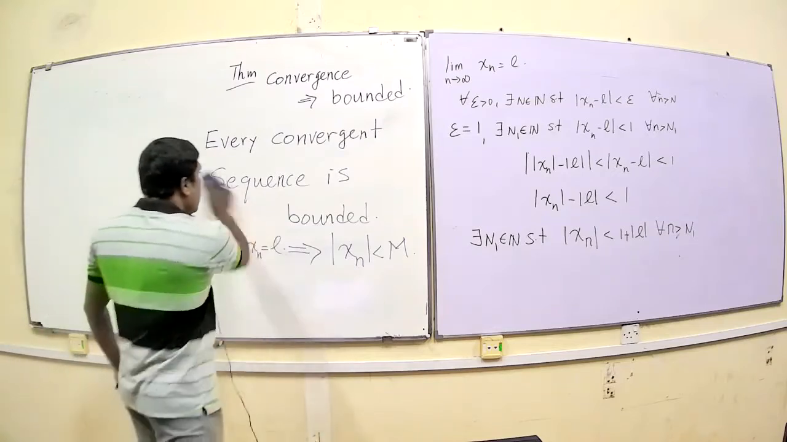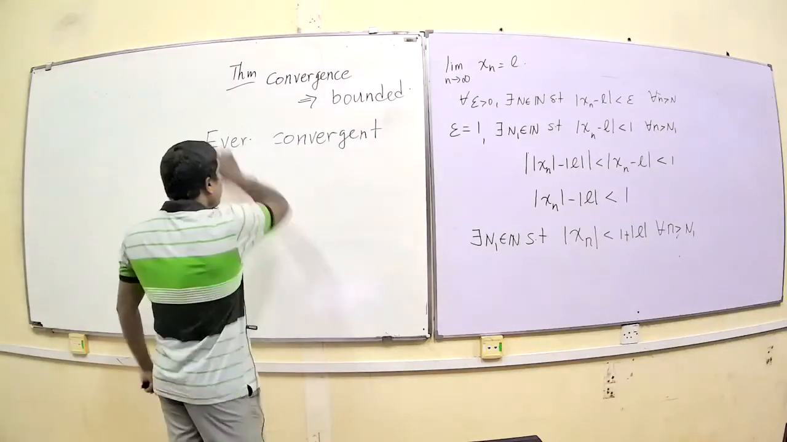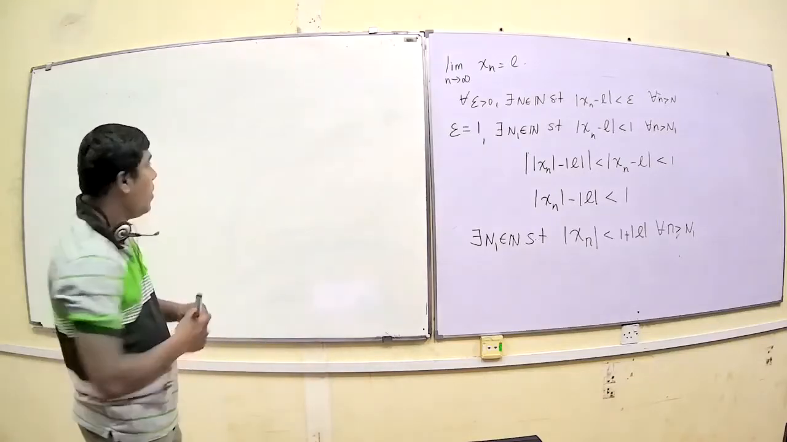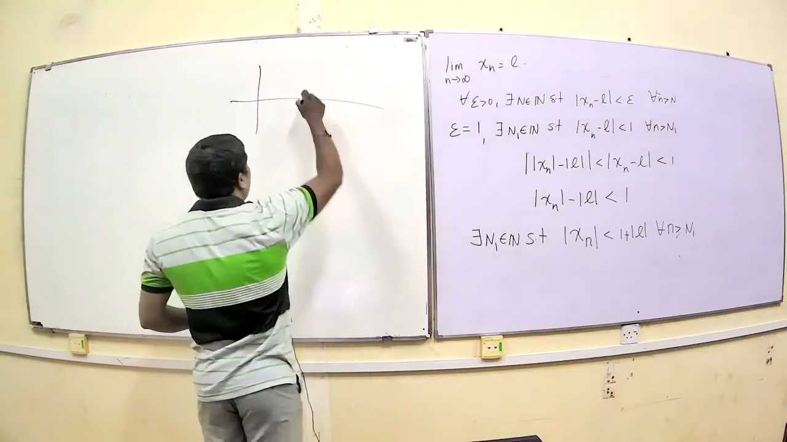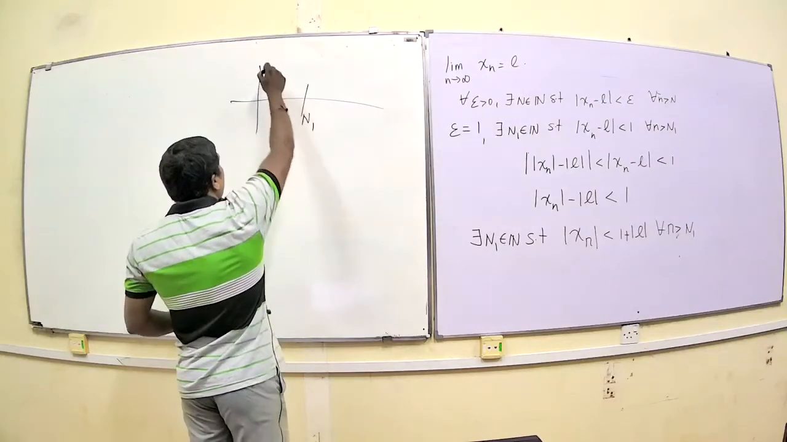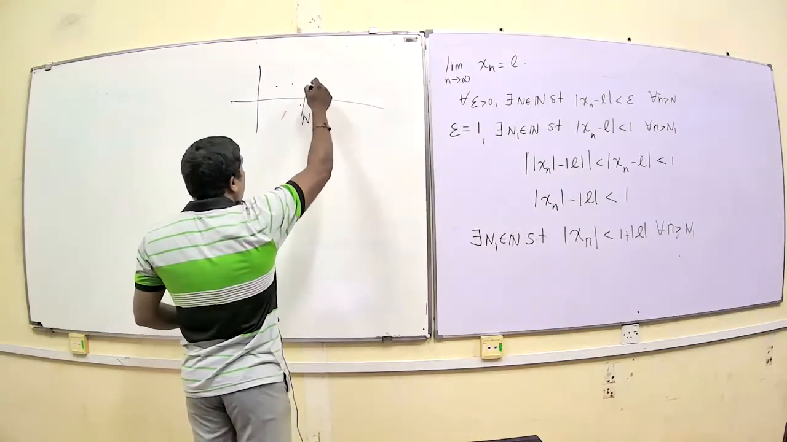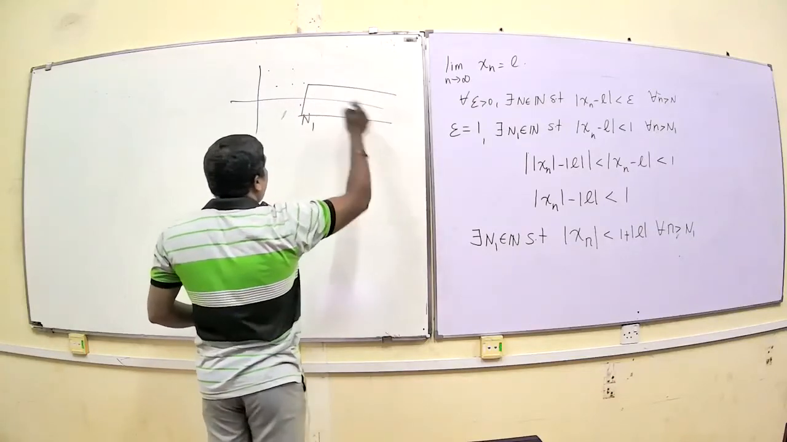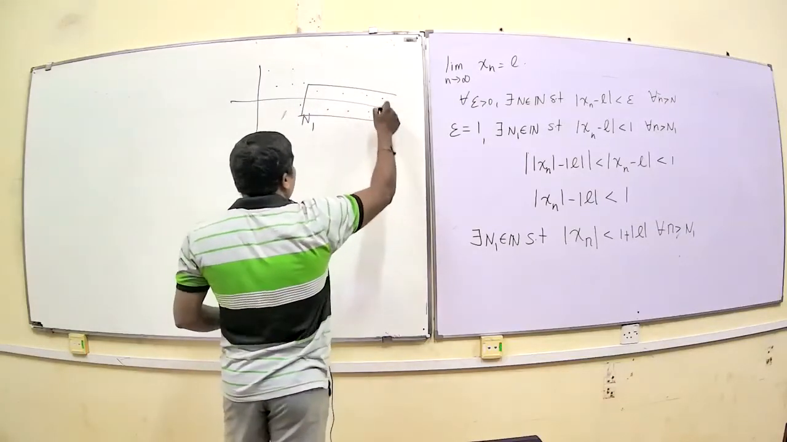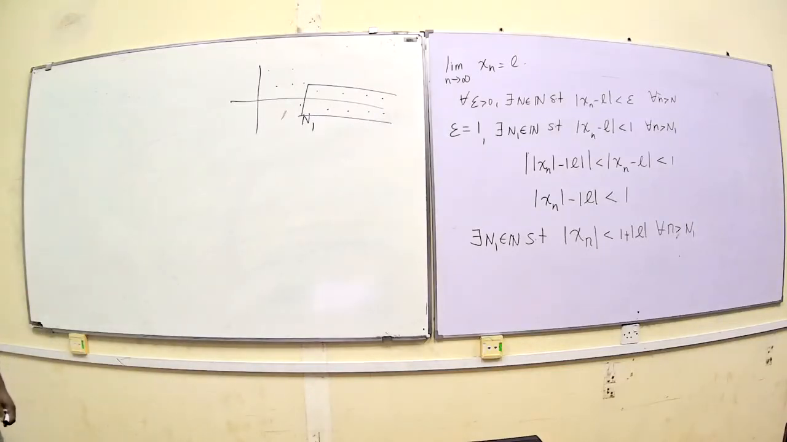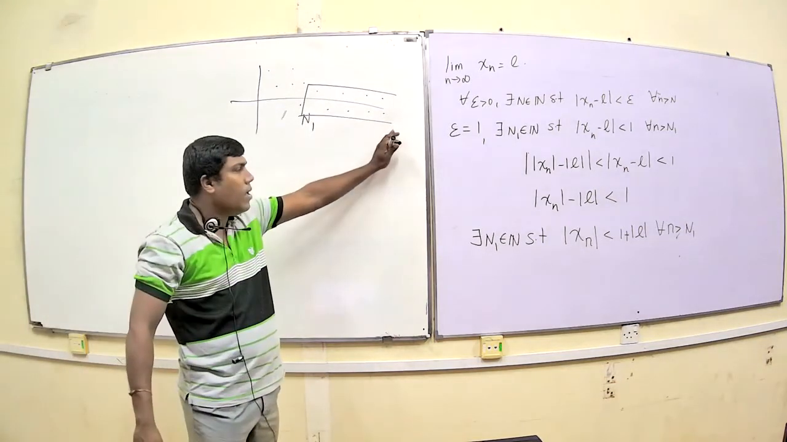So now we have boundedness for the sequence points xn1 plus 1, xn1 plus 2, and so on. If you look at this picture, up to n1 the sequence may be somewhere here, but after n1 the sequence is between these values: the absolute value of xn is less than 1 plus the absolute value of L. So boundedness is proven after this.